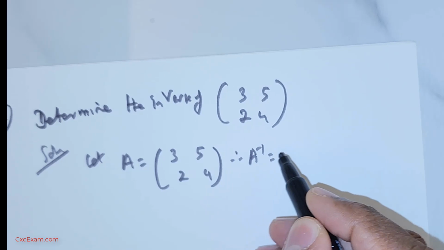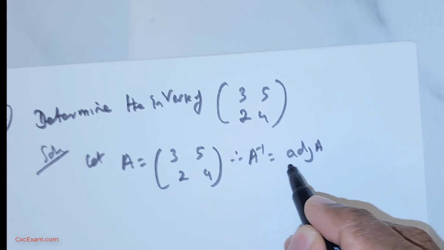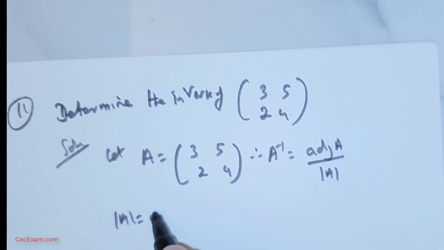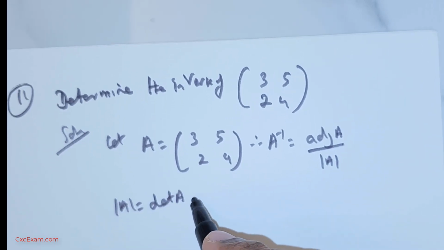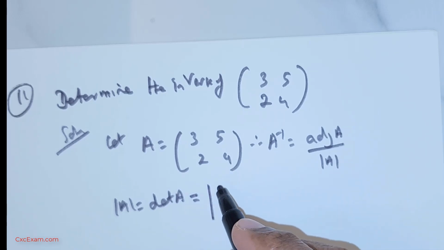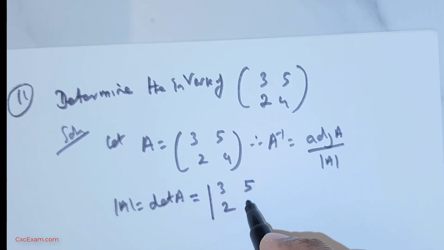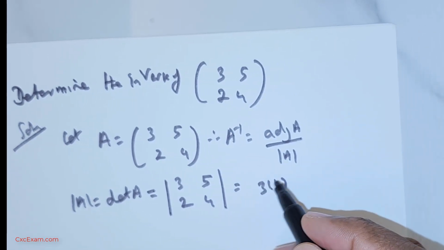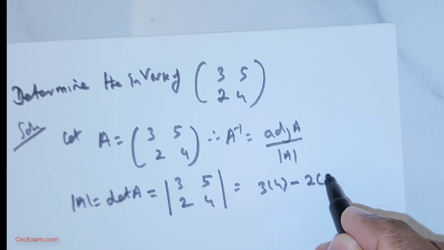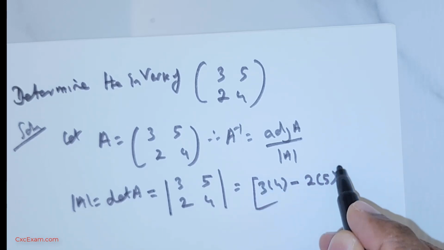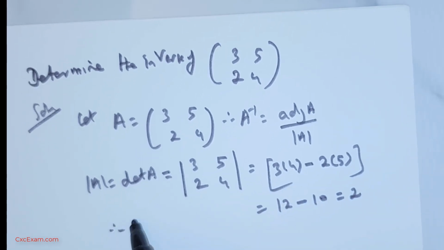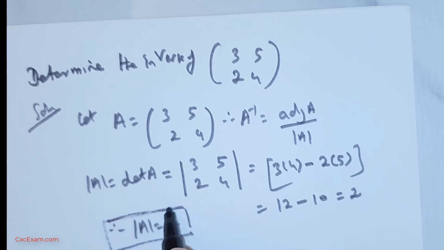Therefore A inverse is given as the adjoint of A divided by the modulus of A. Now this modulus of A is nothing but the determinant of A. So we will have to get the determinant of 3, 5, 2, 4, which is nothing but 3 multiplied with 4, negative 2 times 5, which can be rewritten as 12 negative 10, which is equal to 2.